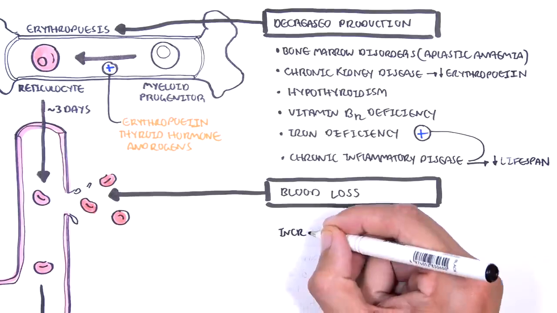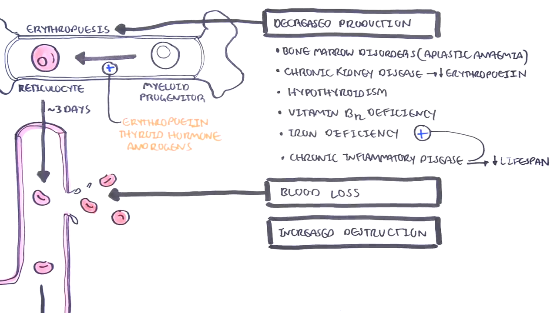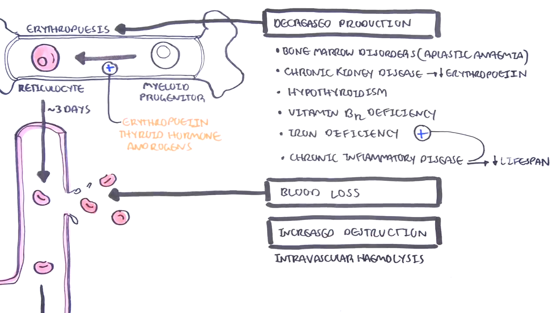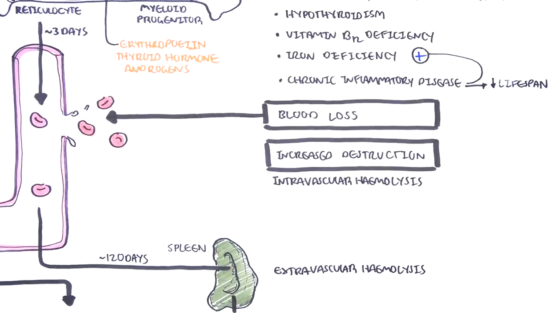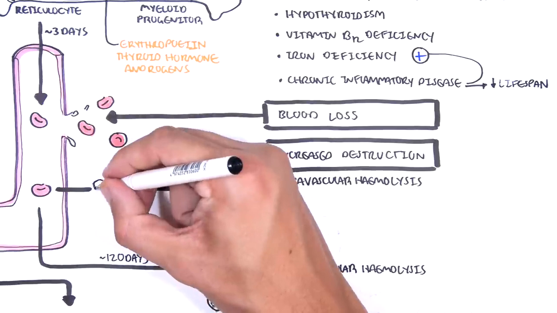Another mechanism leading to anemia is through the increase in red blood cell destruction. Increased destruction of red blood cells really means hemolysis, and this can be further divided into intravascular hemolysis, which means destruction of red blood cells in the vasculature, and extravascular hemolysis, which means destruction of red blood cells outside the vasculature, typically in the reticuloendothelial system we talked about.